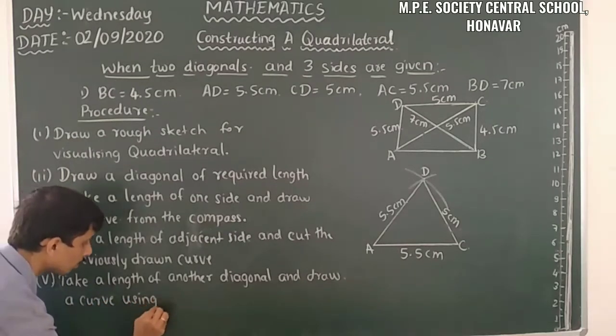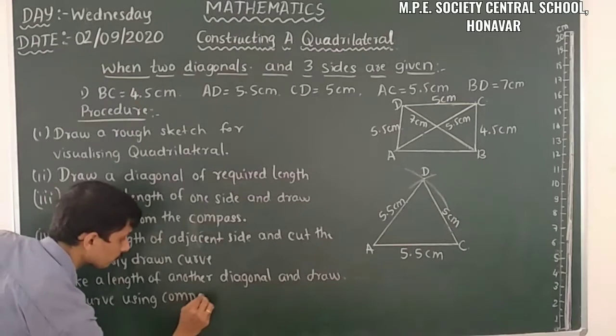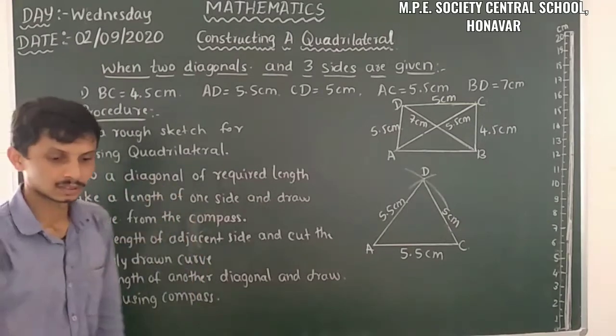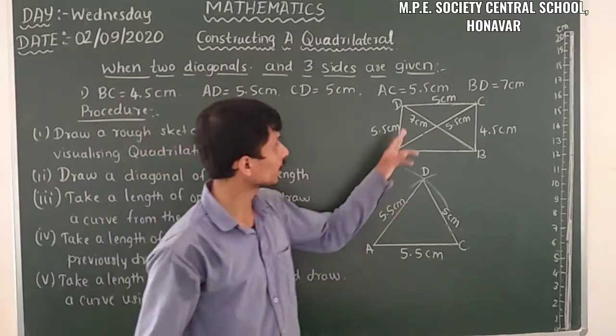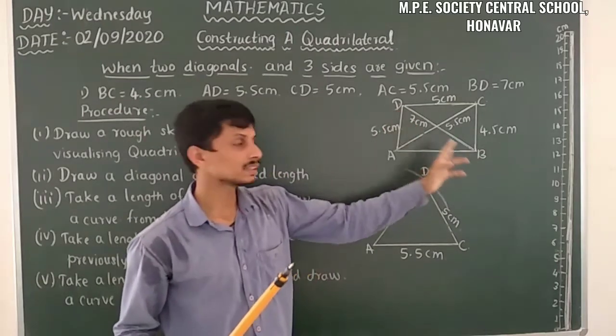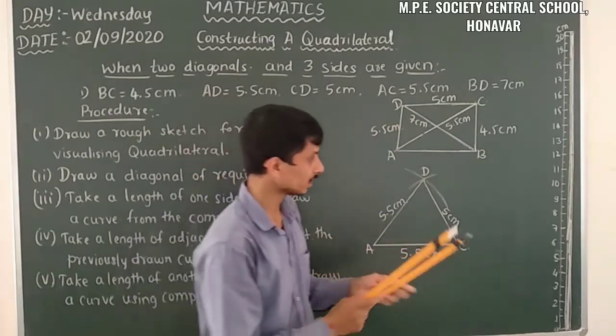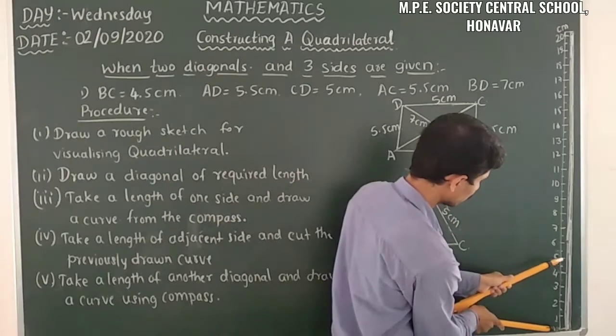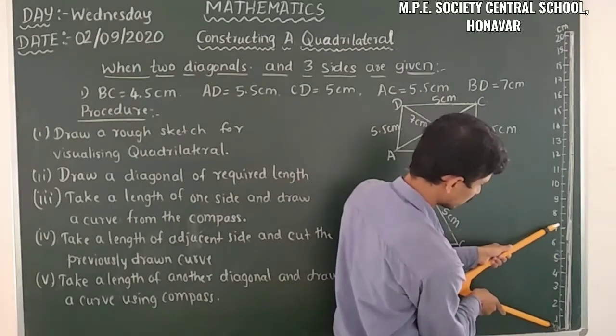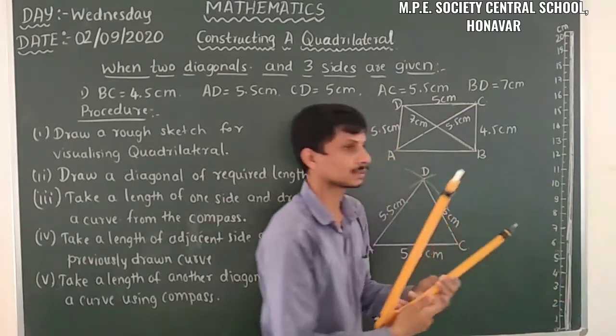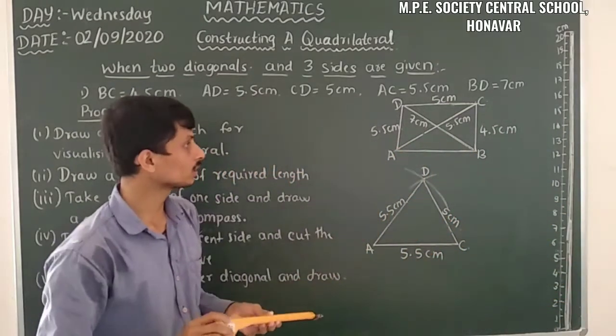Using compass. So what is the length of another diagonal here? BD is of 7 centimeter length. Take a 7 centimeter length here. Take a 7 centimeter of length, and locate the required point.